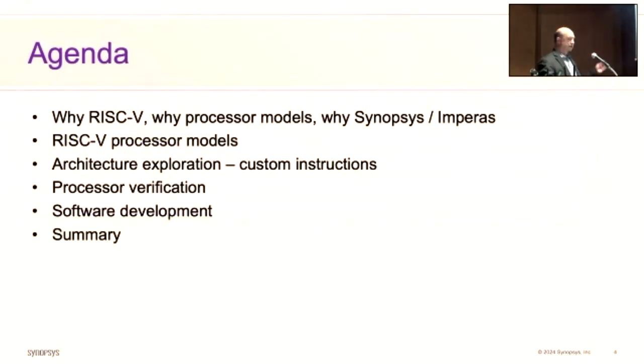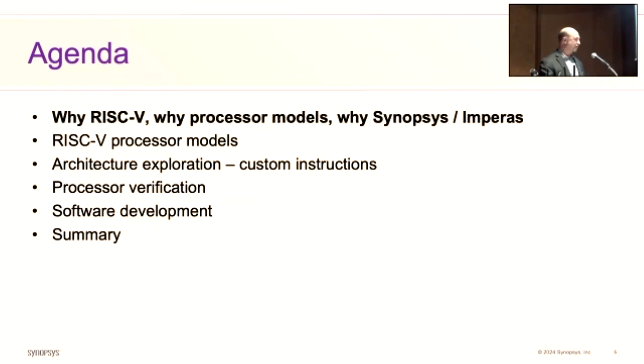So I'm going to start today by talking about why RISC-V, why processor models are so important, and why Synopsys and Imperas are so important for this. And then talk about some of the details of the processor models, and then the 3 use cases: architecture exploration, processor verification, and software development, and then wrap up. So let's get started here.